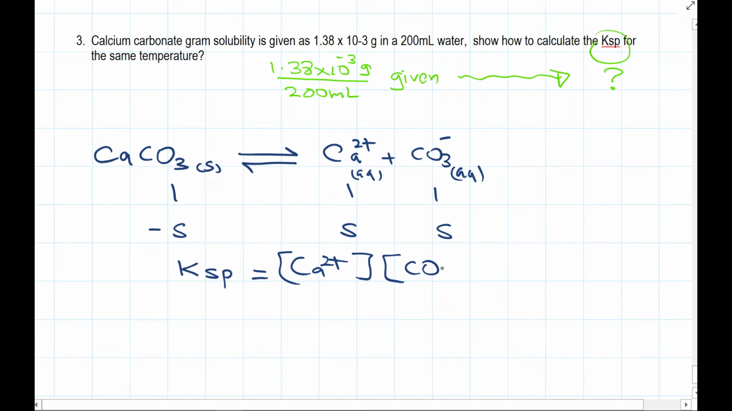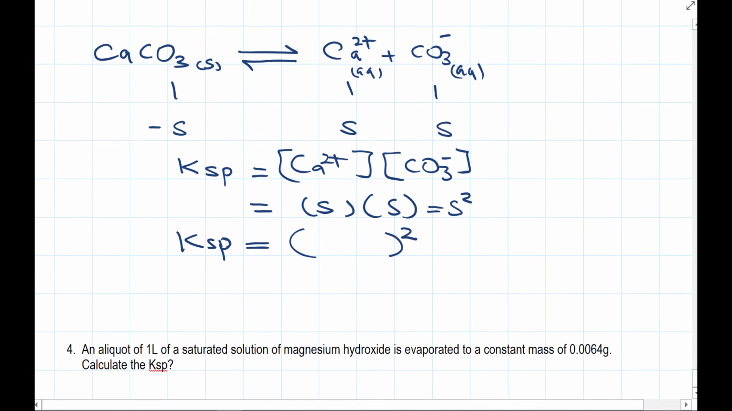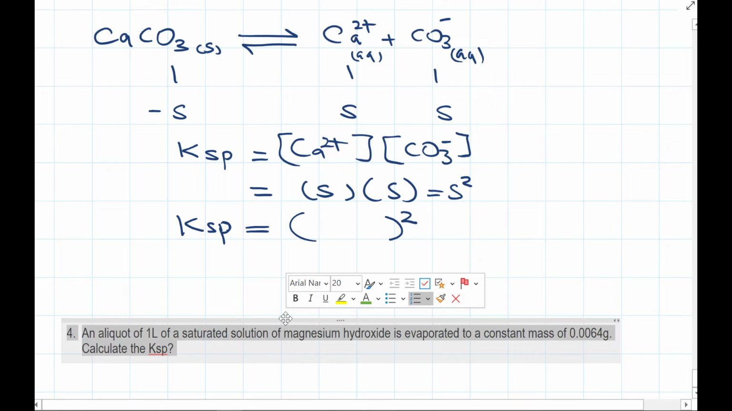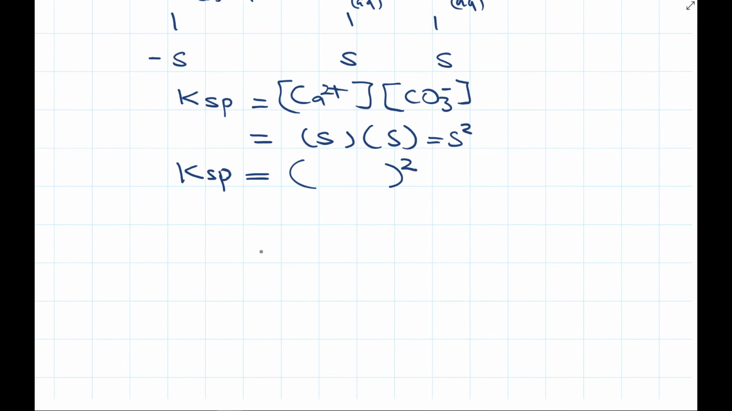Again, the Ksp expression: calcium 2 plus times carbonate, and then S times S gives us S squared. Now we can plug in the molar solubility, but we have a little bit of math to do. So let's move this question a bit to the side so we can do some extra stoichiometry. So what's given?